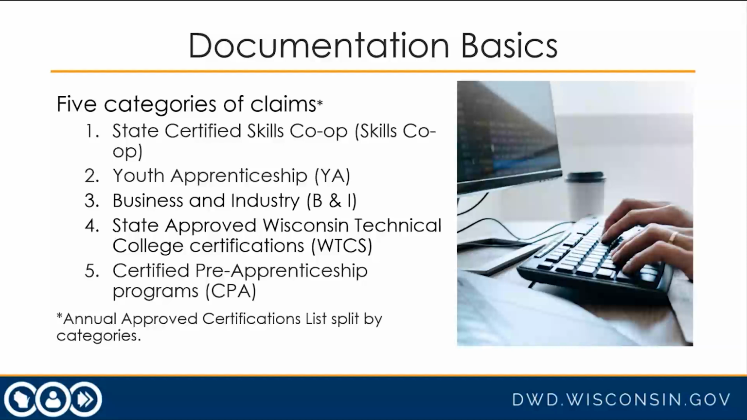There are 5 categories of claims. The annual approved certifications list, released each year, is split into the 5 categories. State Certified Skills Co-op, we call it Skills Co-op. Youth Apprenticeship, YA. Business and Industry, B&I. State Approved Wisconsin Technical College Certifications, WTCS. And Certified Pre-Apprenticeship Programs, CPA.